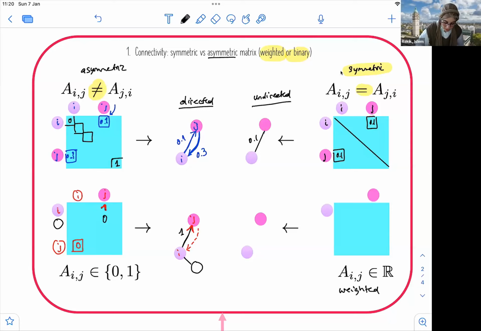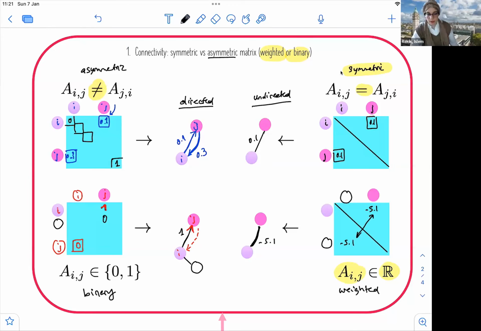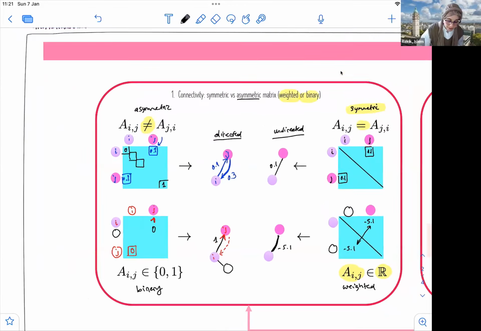So this is a weighted matrix, and this is a binary. In a weighted matrix, Aij can take any value. For example, here we can put -5.1, and here we'll have our connection. If it's undirected, -5.1, and here it should be symmetric, -5.1, if you put the same elements over there. So these two are symmetric with respect to the diagonal of the matrix. All right, so now we have seen the first type.